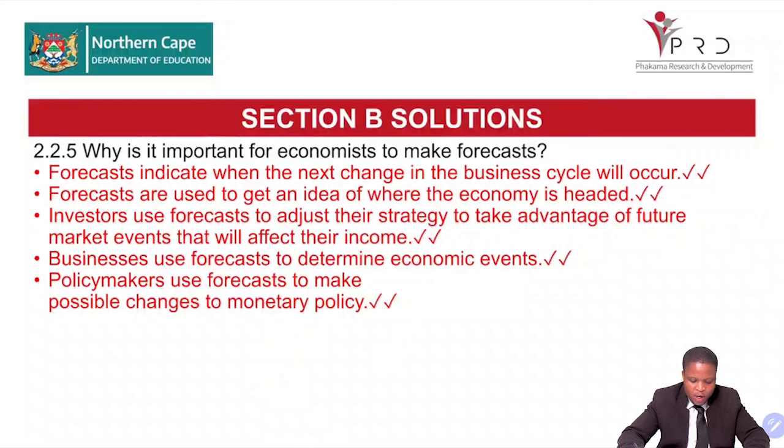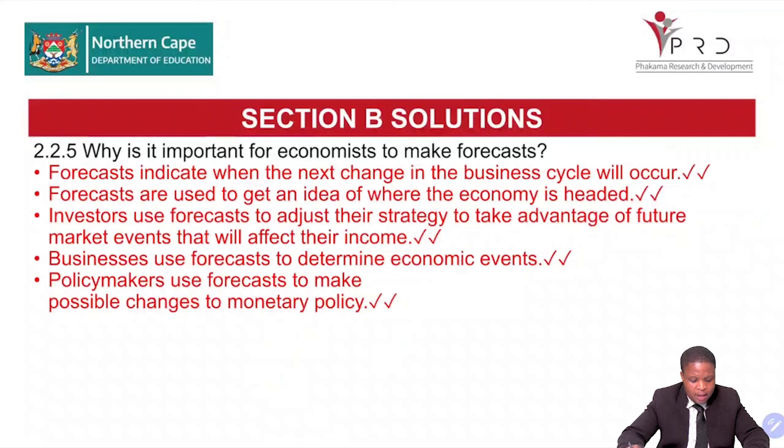Policymakers use forecasts to make possible changes in the monetary policy. So for the monetary authorities, the Reserve Bank, to change interest rate, they need to use the forecast, the prediction of the CPI, that the prices may increase, to do what? To make changes by increasing the repo rate prior to that. So when they know that it's forecasted that the CPI is going to be high, they can increase the repo rate now so that they avoid having problems in the future, right?